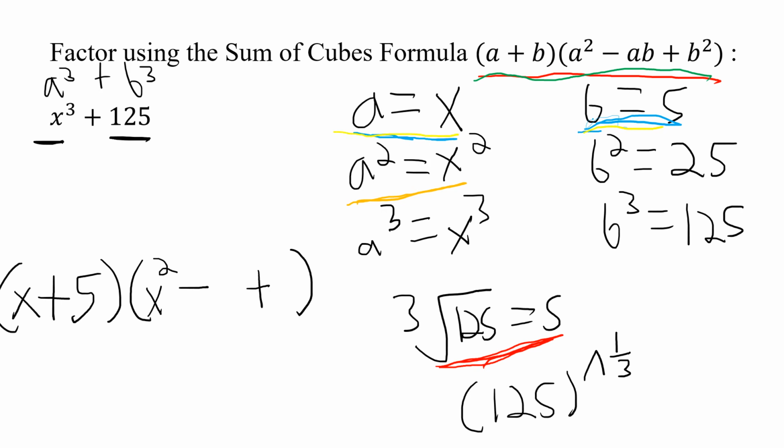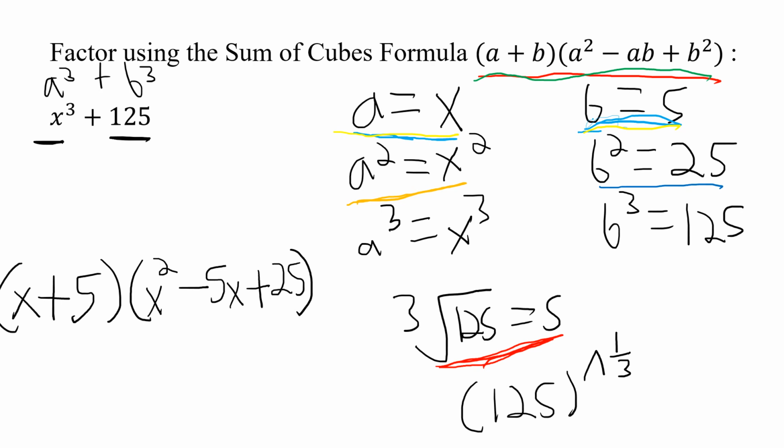So what's x times 5? X times 5 is just 5x, right? Then we need b squared. B squared is 25, and I'm getting that from over here, 25. And so we get our factored form to be x plus 5, x squared minus 5x plus 25.